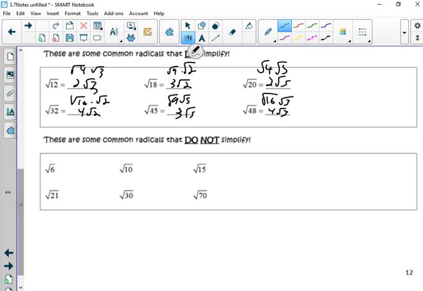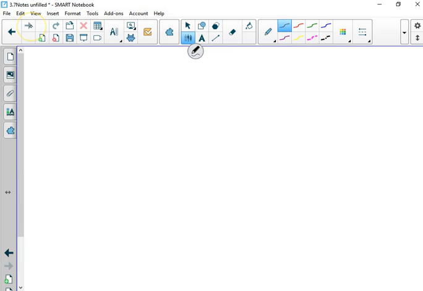There's nothing to do here. These are ones that don't simplify. These numbers won't break down. Yes, 15 is 5 times 3. None of those are perfect squares. 30, 6 times 5, 10 times 3, not perfect squares. 21, 7 times 3, not perfect squares. Okay, so none of these simplify. You would just leave them as they are. Nothing to do here. Move along.